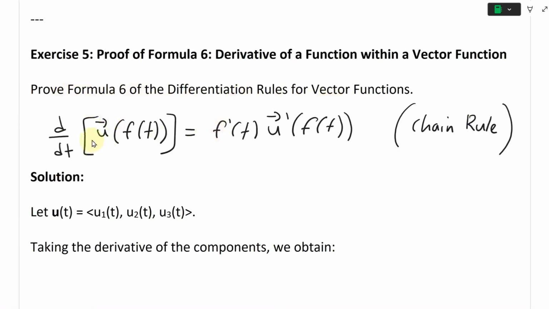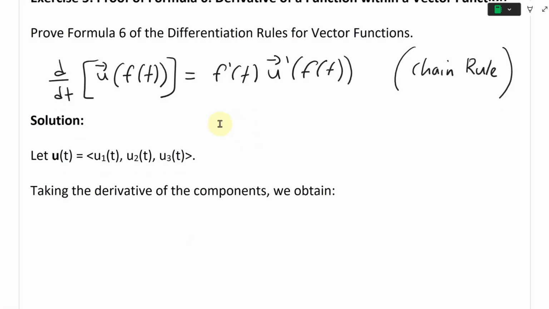In formula 6, we have d over dt of the vector function u, but then instead of t as a parameter, we have a function as a parameter, or a general function f of t inside. And then when you take the derivative of it, we basically take the derivative u prime of f of t, and then using the chain rule, again, this is a counterpart for vector functions, the same thing, and then just multiply by the derivative f prime of t. So let's take a look at the solution.